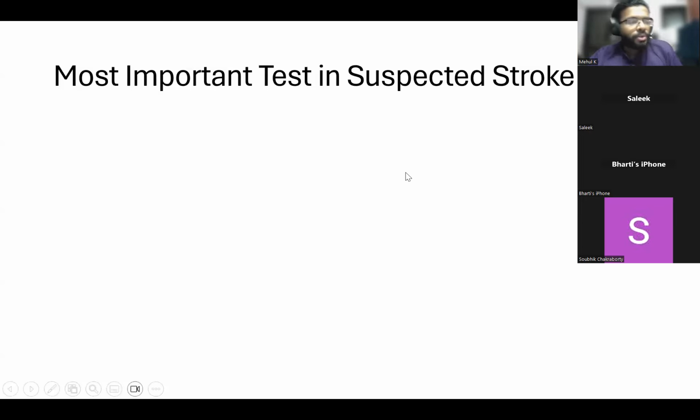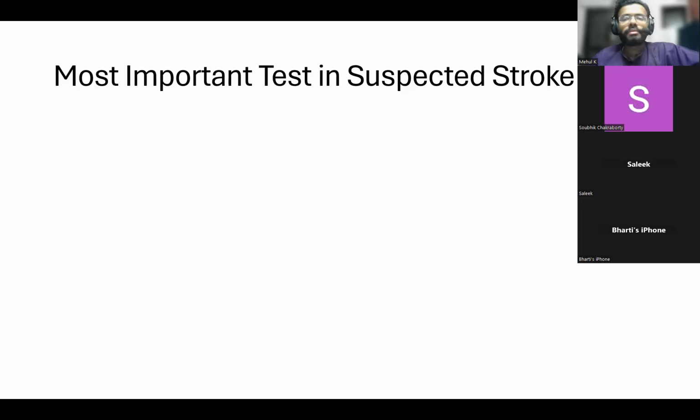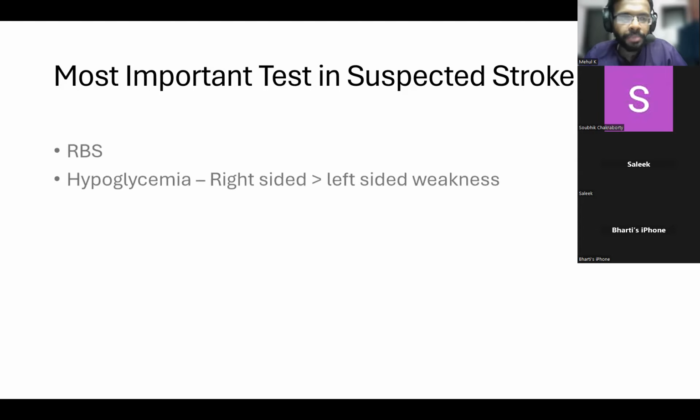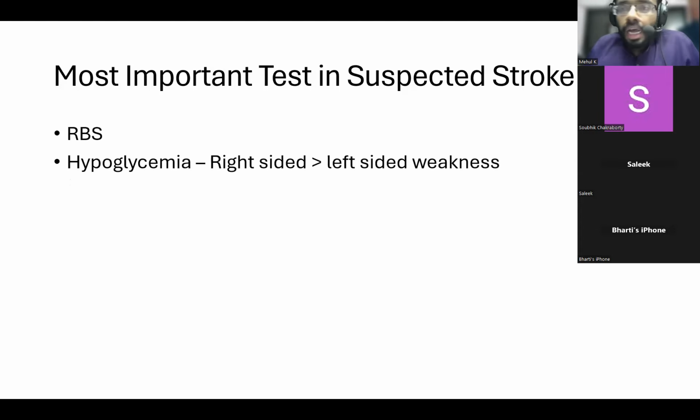What is the most important test that you have to do when a patient comes and you are suspecting stroke? Sir, first we'll send a blood glucose to rule out stroke mimic. Very good, very good. The most important thing is RBS.